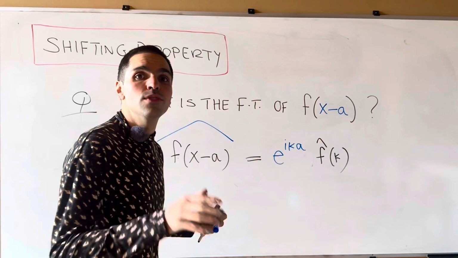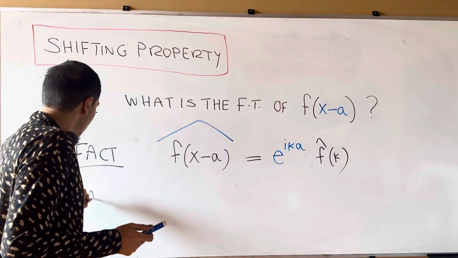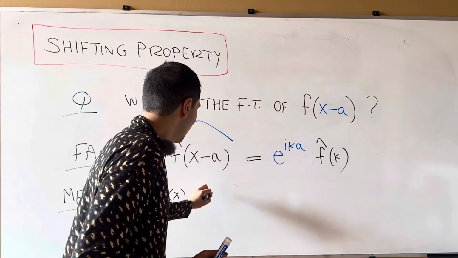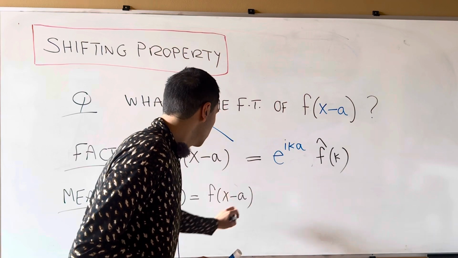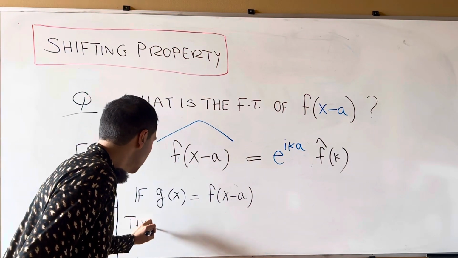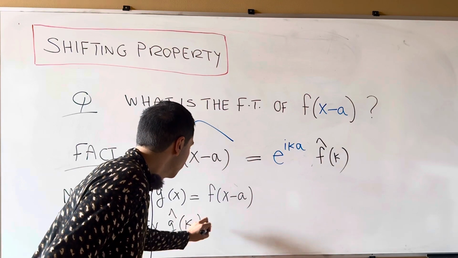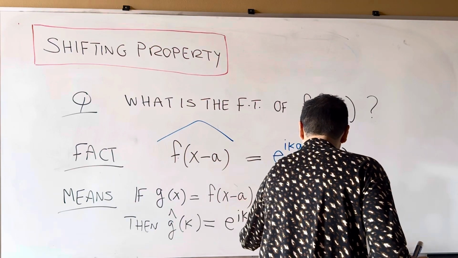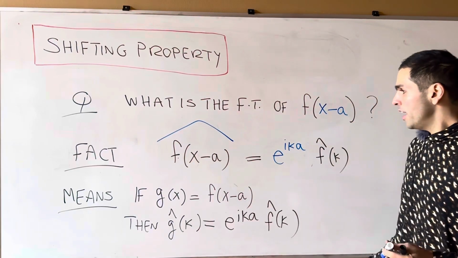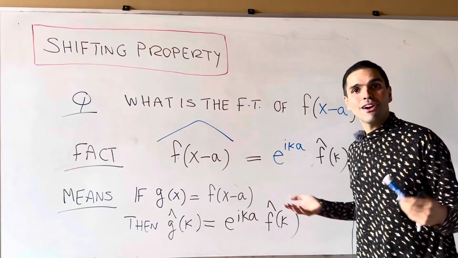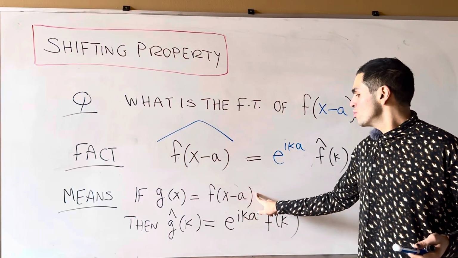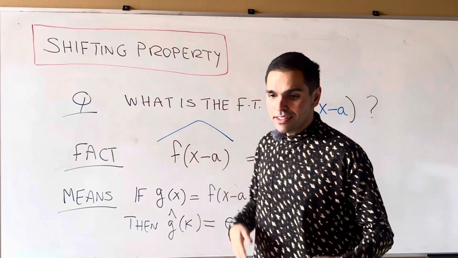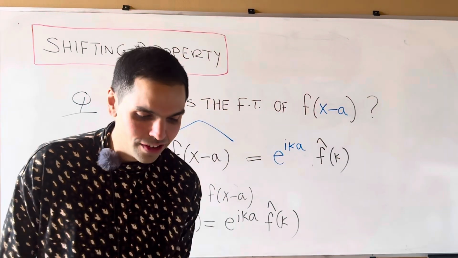Now, more precisely what this means is that if you define g of x as the shifted function, then the Fourier transform of g is e to the i kappa a times the Fourier transform of f. And you can prove this, and in fact we do it on the homework, where you just write the definition of g hat and use a little u-sub. Today I just want to give you two quick examples of this.